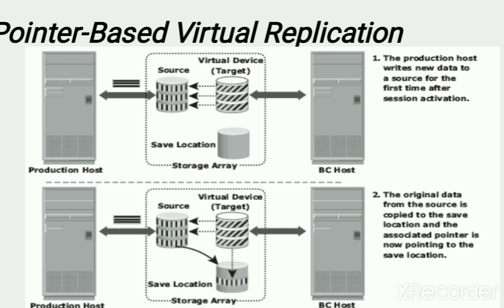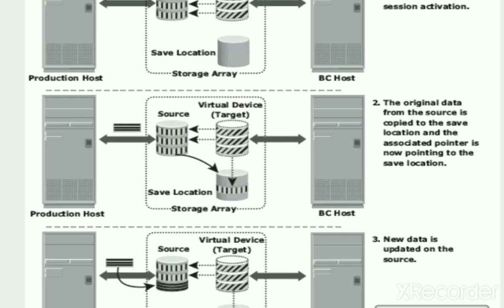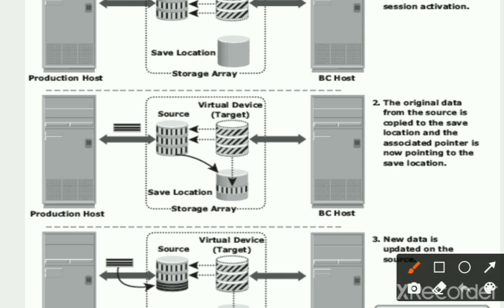So the pointer, that is the target, is pointing to the source and the save location is empty. In the second one, the original data from the source is copied to the save location, and the associated pointer is pointing to the new location. Initially there was no pointer, but you can check that the source data is moved to the save location, and whatever pointer was there is pointing to this one.